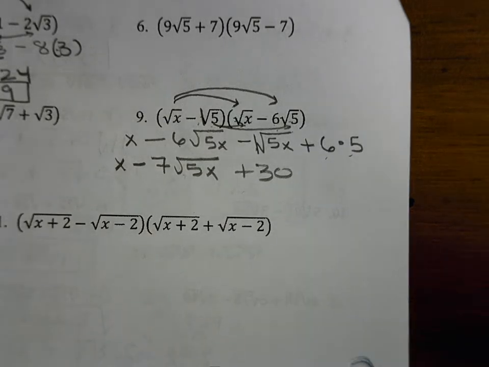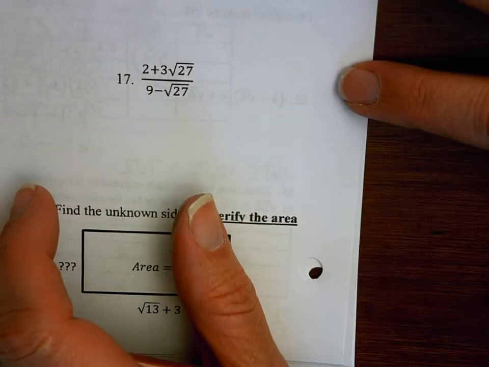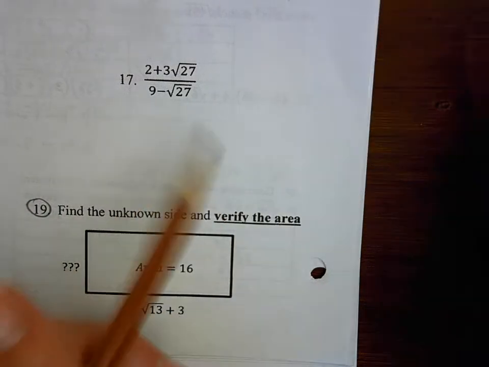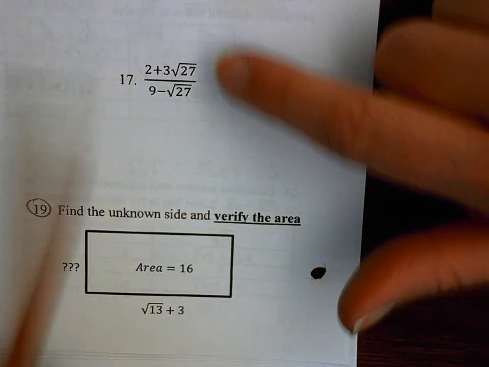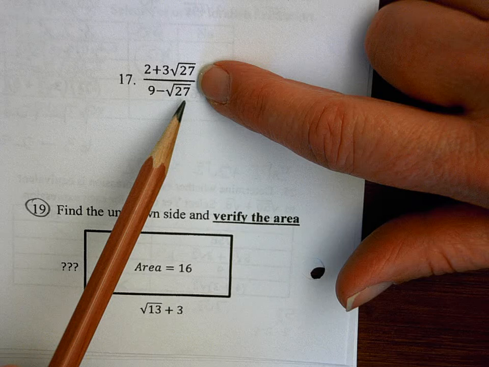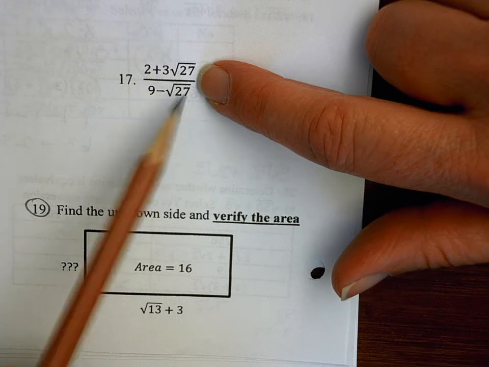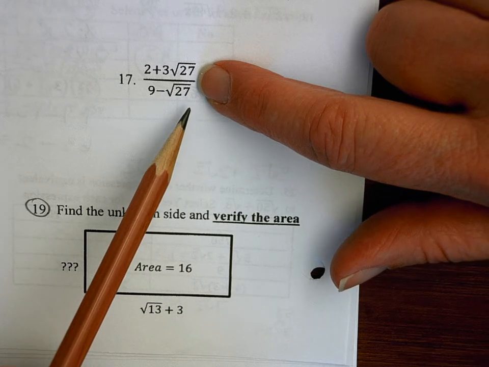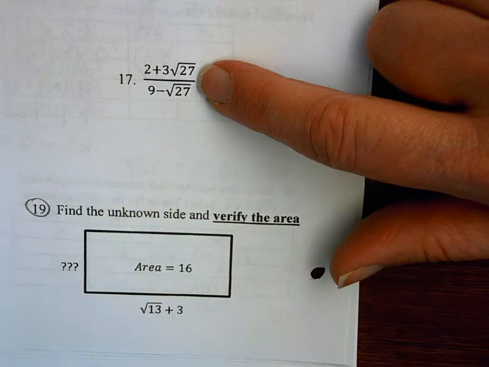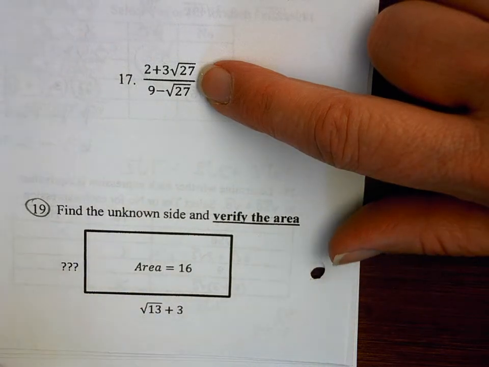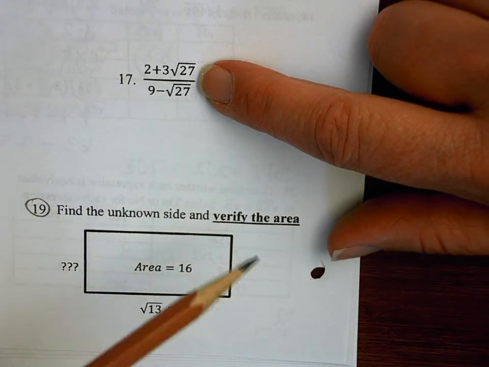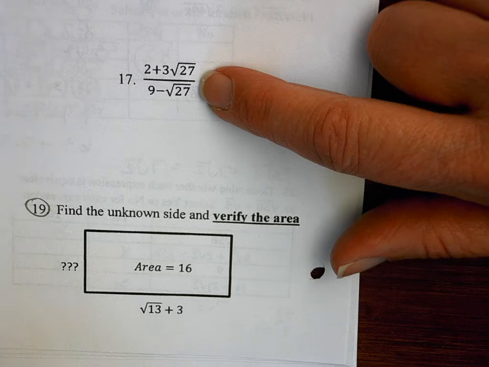All right, and then let's take a look at one more here. So we're going to take a look at number 17. So I have a couple of ways I can go on 17. I can simplify the square root of 27 first, or I could just multiply by the conjugate because I'm trying to rationalize the denominator. So I just realized the directions don't say to do that, but they should say rationalize the denominator here.